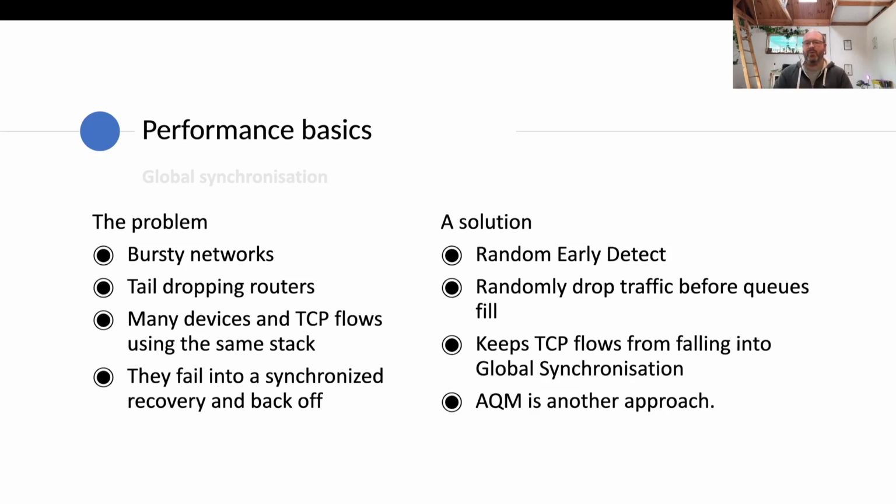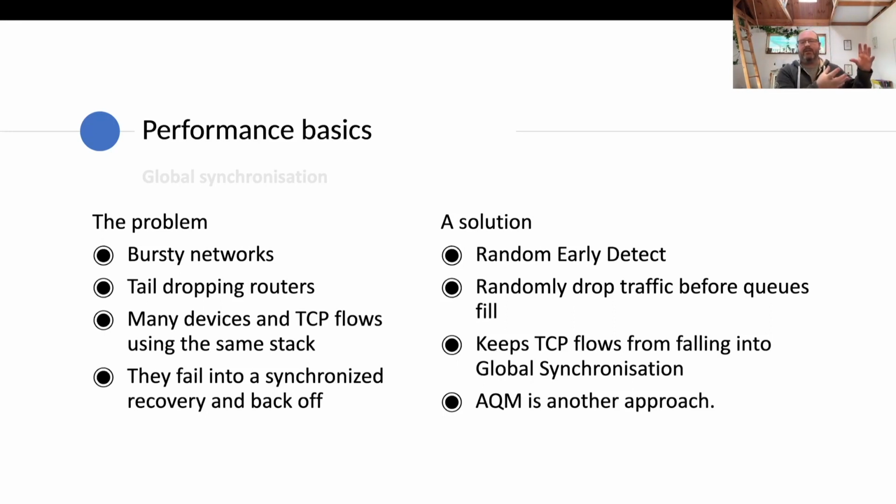The next problem that we have is this global synchronization problem. And the problem is that we have bursty networks, we have tail dropping routers, and we have many, many TCP flows using the same stack. If they fall into a synchronized recovery and back off, what happens is that we might have 1,000 hosts over here, and every host has 10 connections going out.